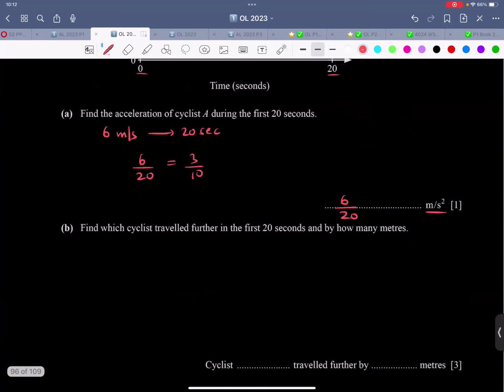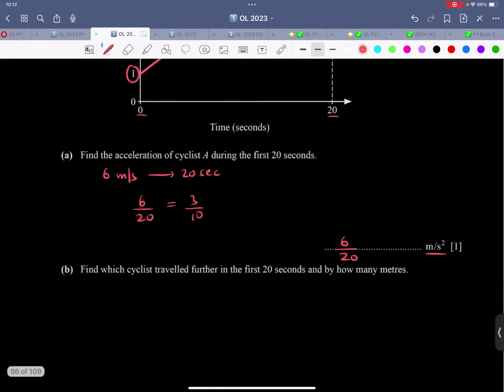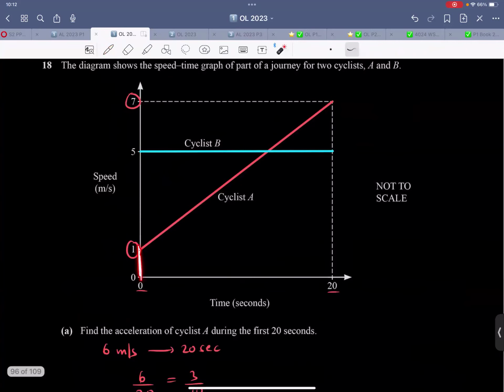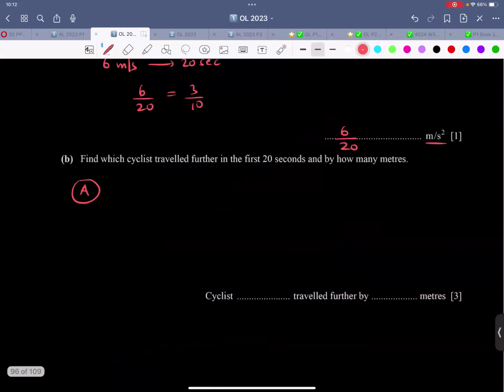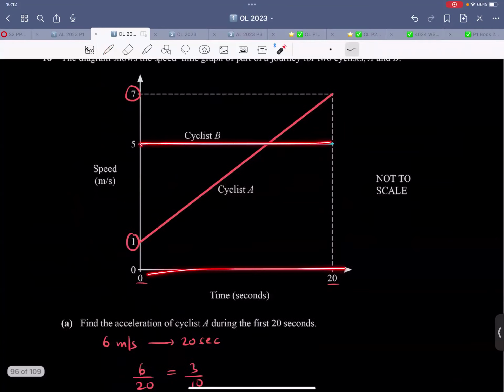Find which cyclist travels further in the first 20 seconds and by how many meters. When we talk about cyclist A, the area under the graph is a trapezium. So this is 1, this is 7, this is 20. We can find the distance covered. The area is equal to the distance covered in a speed-time graph, that is half times 1 plus 7, times 20. So 8 divided by 2 is 4, and 4 into 20 is 80 meters. When we talk about cyclist B, that is simply 5 into 20, which is 100.